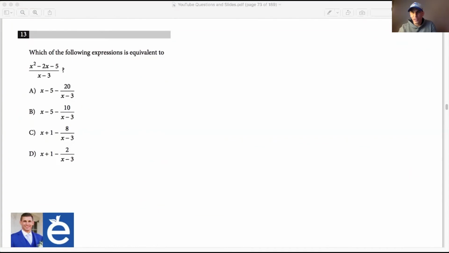Okay, so here we have, and let me minimize this. Here we have, it says which of the following is equivalent to x squared minus 2x minus 5 over x minus 3. Now, a lot of times when you see this type of problem, and because of the verbiage here where it says which of the following is equivalent, this classically is what your teachers a lot of times will refer to as synthetic division.